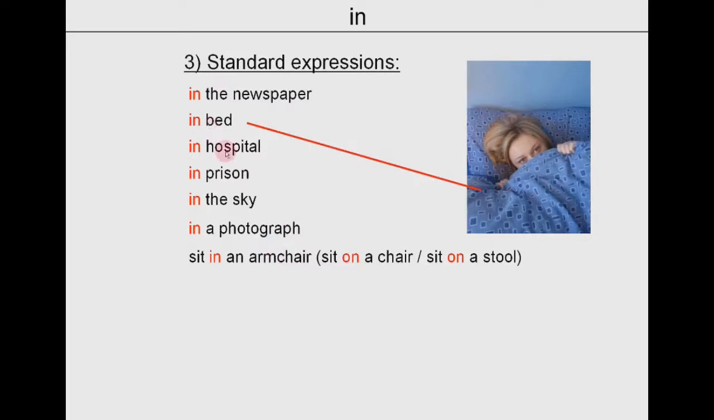Notice that some of these we do not use the word the. So we say in bed. We do not say in the bed. We do not say in the hospital. We say, for example, my father is ill. He is in hospital. We do not say he is in the hospital. Again, since these are expressions, you must learn. There is no rule, in fact. You must just learn them. Okay, there is no choice.